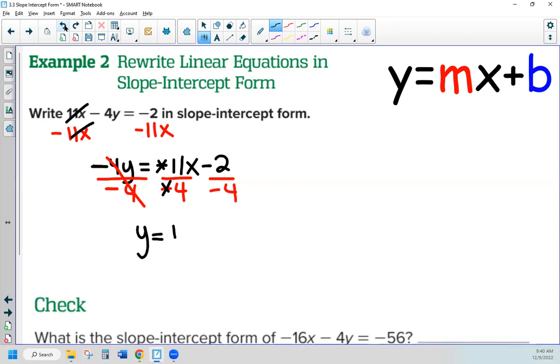And also, I know that 11/4 will not simplify to a pretty number. So I'm going to leave it as 11/4. Leave it as a fraction. If your fraction cannot simplify, leave it as that fraction, because we could see that my line is going to be a rise of 11 and a run of 4, okay?